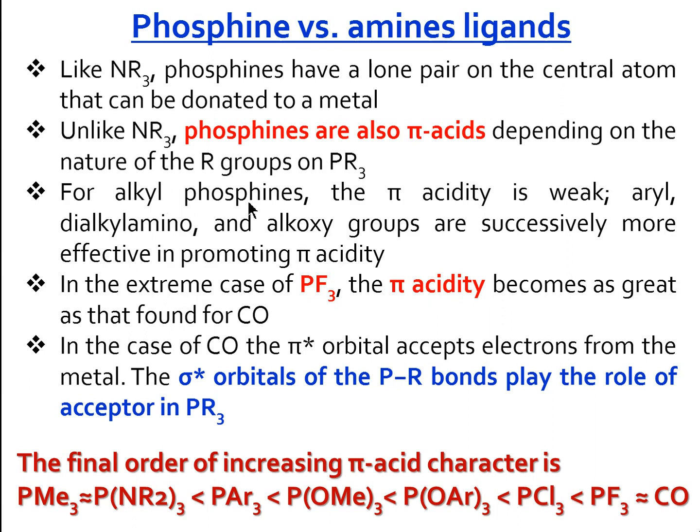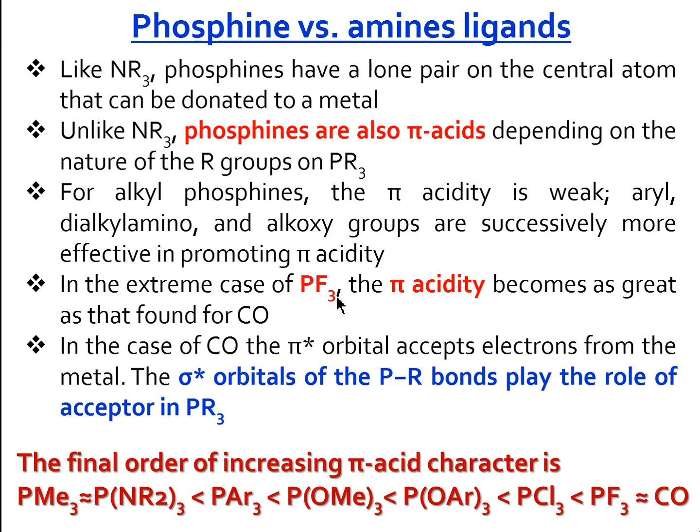For alkyl phosphines, the pi acidity is weak since the alkyl is a stronger donor to P. So alkyl phosphines are good sigma donors, but they have low pi acceptance. Aryl, dialkylamino, and alkoxy groups are more effective in promoting the pi acceptance, or pi acidity, due to the presence of other Lewis base atoms, which is nitrogen in the dialkylamino and oxygen in the alkoxy group.